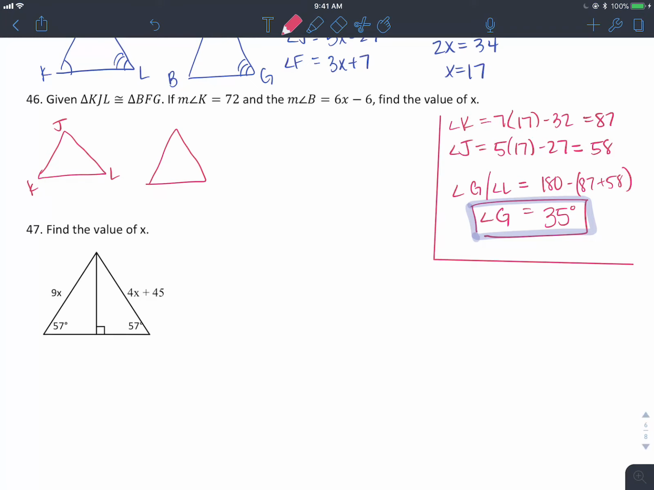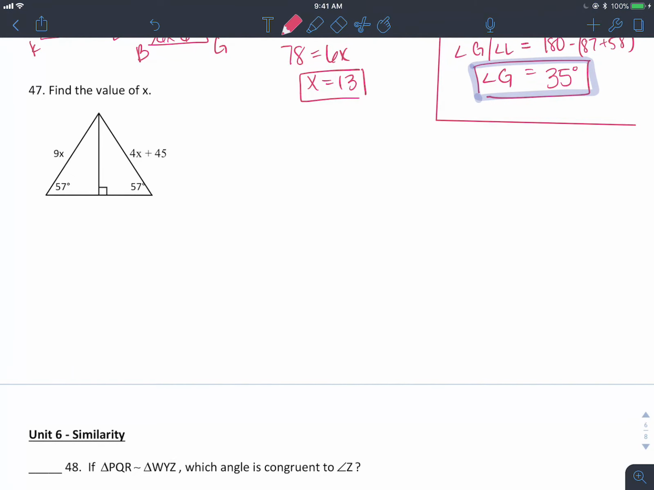All right, number 46, we have triangle KJL. KJL is congruent to BFG. Tells us that K is 72, B is 6x minus 6. So find the value of x. Since we know that the triangles are congruent, we know that those two parts are congruent. So we're going to go ahead and set them equal to each other. So we're going to add 6 to both sides. 78 equals 6x. So x equals 13.